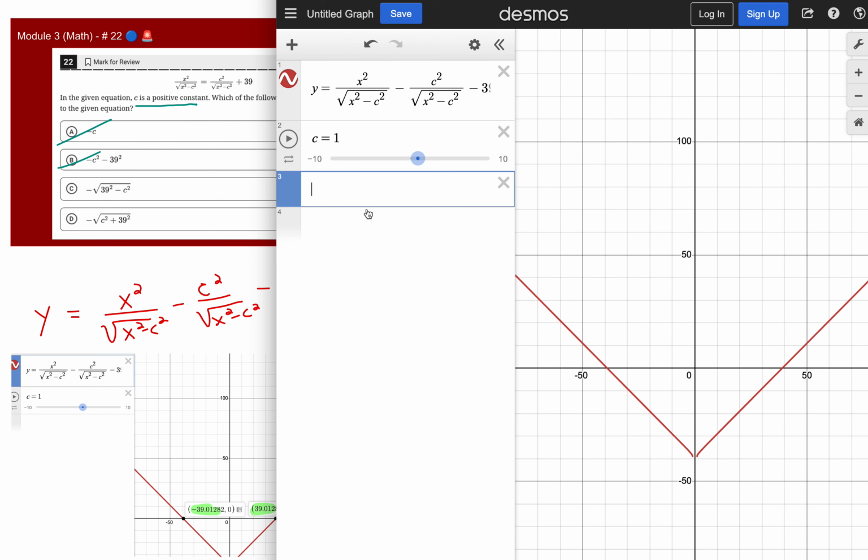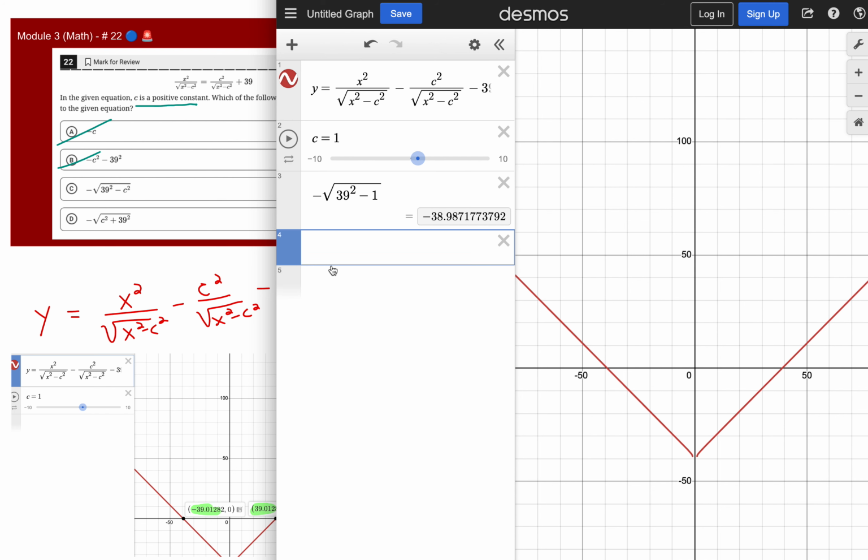Let's try negative the square root of 39 squared minus c squared. Oops, minus 1 squared, or just 1. And we get negative 38.98, which is close, but it's not negative 39.01. But I'll leave that one there for now.